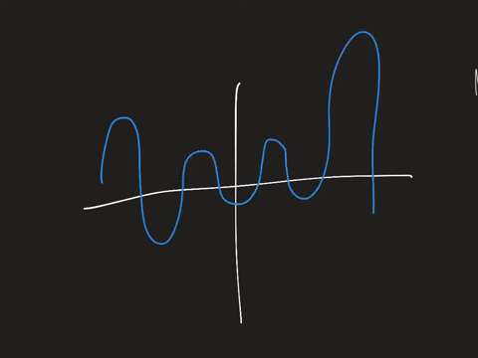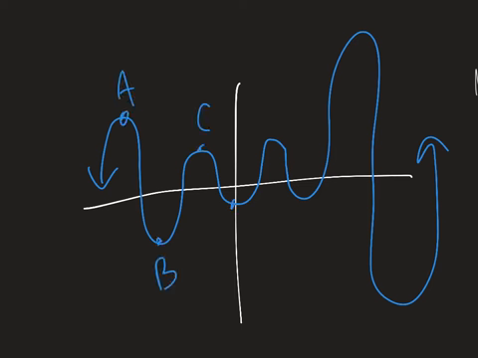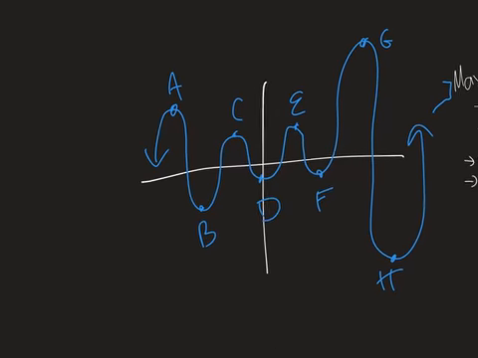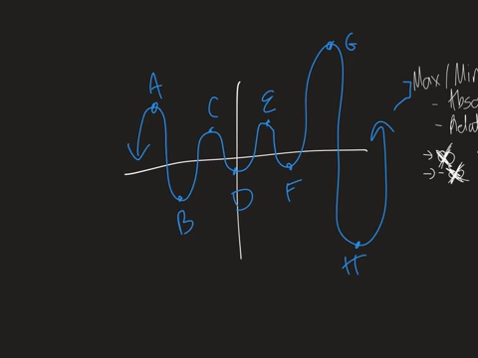So let me draw you a graph, okay? Let me start over. And just for time, I'm just gonna label these with letters. A, B, C, D, E, F, G. Okay, so here we have a graph. And we have lots of turning points, okay?